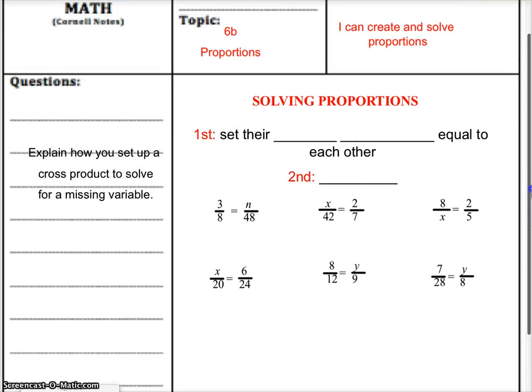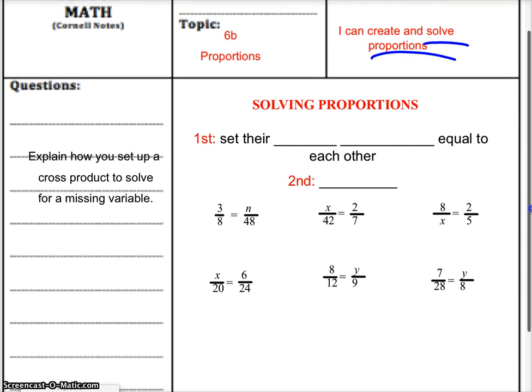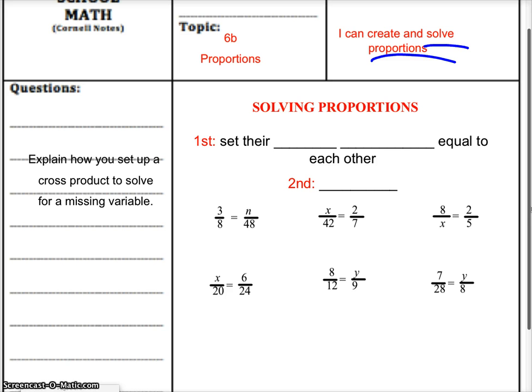Okay, the next part of our learning target is solving proportions. Now there's a reason why I said cross product is so important. It's the heart of proportions. Proportions are centering and revolving around cross products. The knowledge that if it's in a proportion, then their cross product is equal. It has to be. If their cross product isn't equal, it's not a proportion. So to solve utilizing this, we set their cross product equal to each other and then solve.